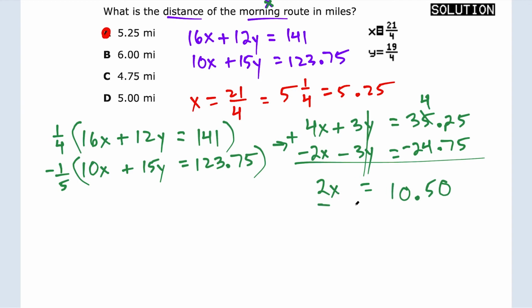So 2x equals 1050. Divide both sides by 2, and x is equal to 5.25, which still gives you the same answer here. Once again, the calculator is way easier, but it is an algebra test. We should definitely know some algebra here. This would be the technical way to do it.